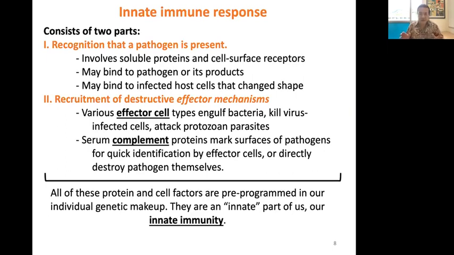For all of these protein and cell factors, the important thing to keep in mind is that they are pre-programmed in our individual genetic makeup. They are the result of certain genes that code for these proteins to be selected for over millions of years of evolution, because they're very good at being the right shape to recognize generic targets. And so that's why we say, because we are born with them in our genome, they are an innate part of us, and therefore they are part of our innate immunity.